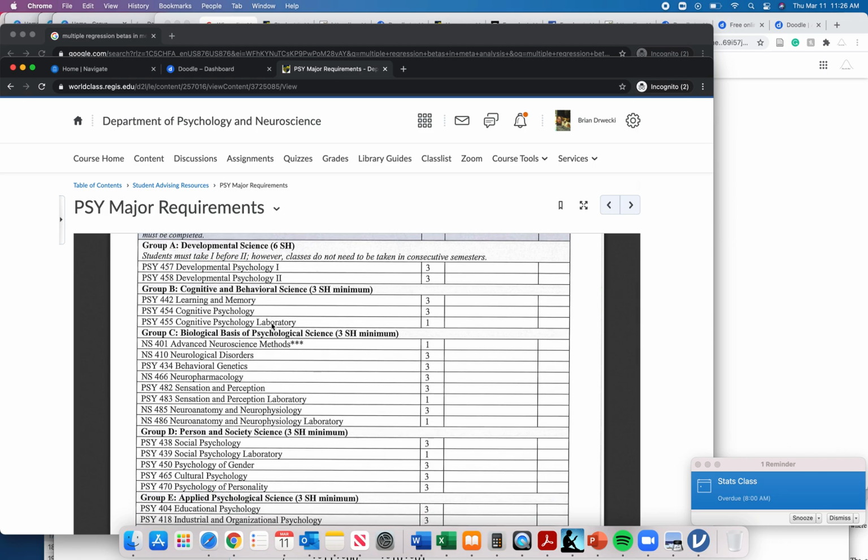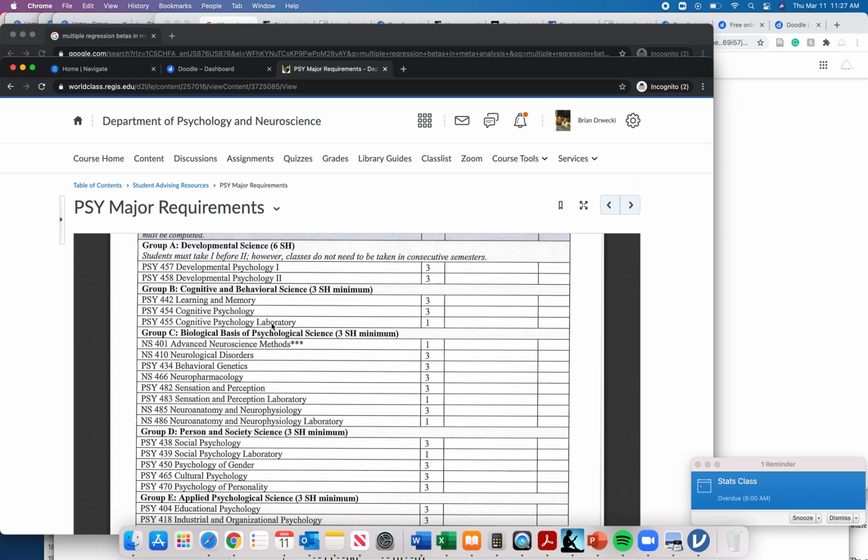Cognitive and behavioral science, you have to take 1 of these courses, learning and memory or cognitive psychology. Cognitive psych involves the lab. Now that's going to cause some students to say, oh, I don't want to take cognitive psych. Cognitive psych to me is a more shared discipline across the world of psychology. Learning and memory is kind of about rewards and punishments and conditioning and all that complicated stuff. Cognitive psychology is about the mind in the middle.